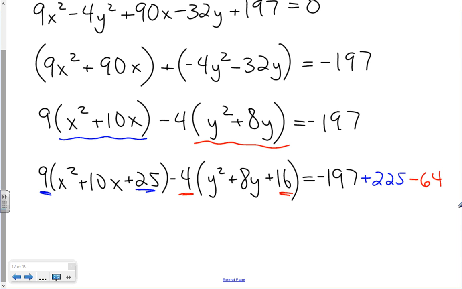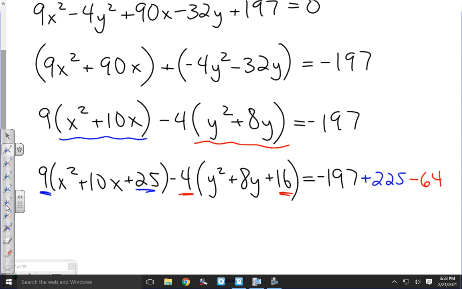So we're just balancing the equation, the same way you work with any other equation. The same reason I was able to move the 197 over to the right side: I subtracted 197 from both sides to make that happen. Here I'm adding 2 numbers on the left side, so I've got to add the same 2 numbers over on the right side. All right, let's write this as a perfect square now.